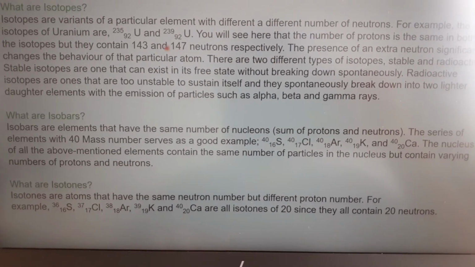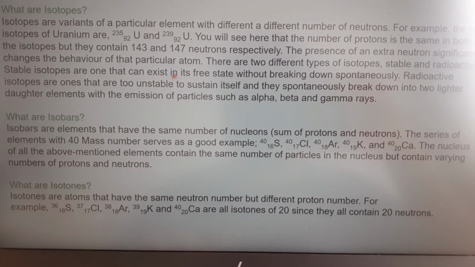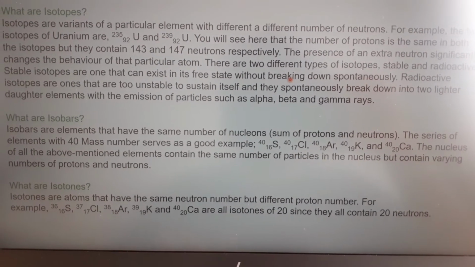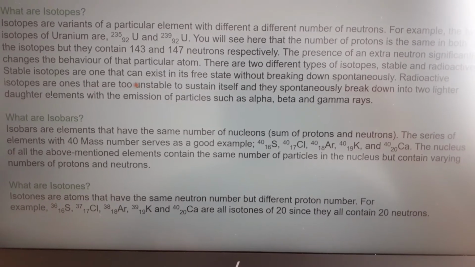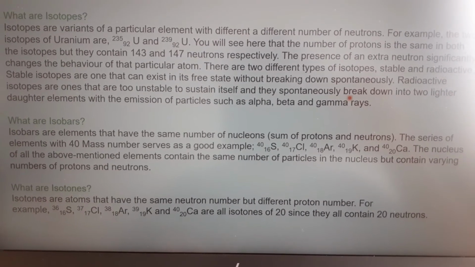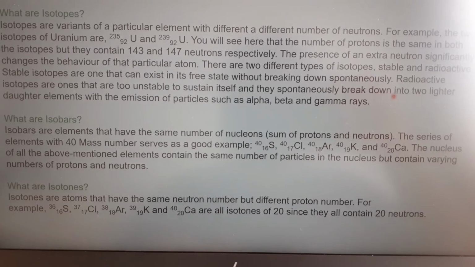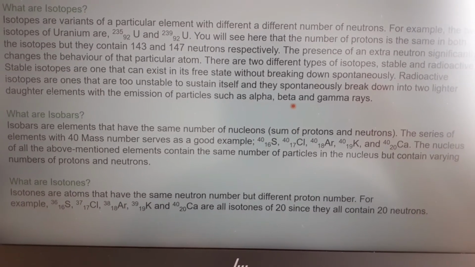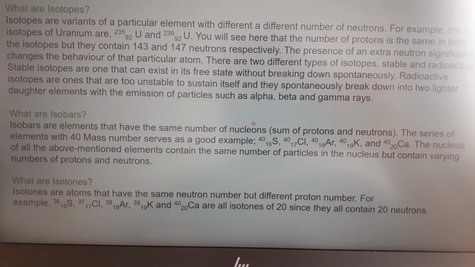The stable isotopes are ones that can exist in a free state without breaking down spontaneously. The radioactive isotopes are very unstable, and they can spontaneously decay or break down into a lighter daughter element with emission of particles, alpha, beta and gamma rays.